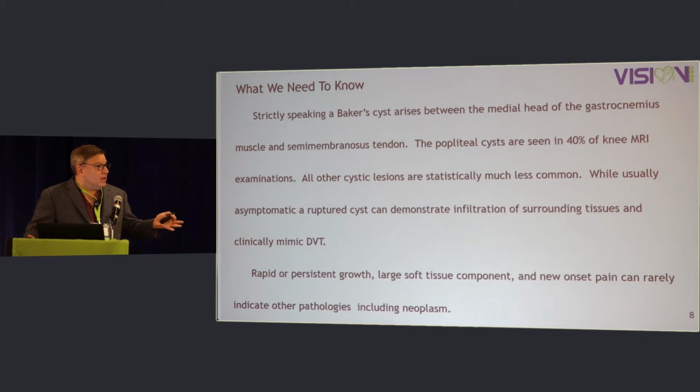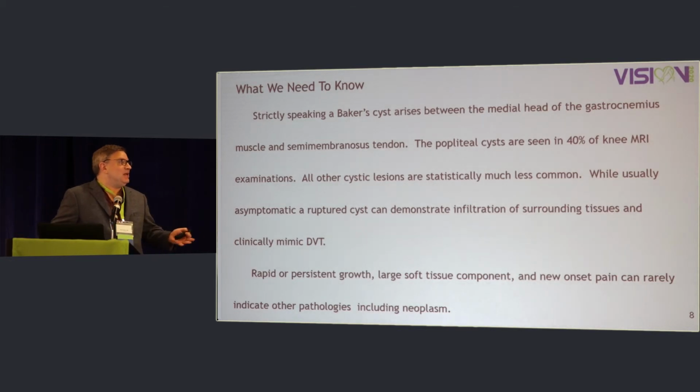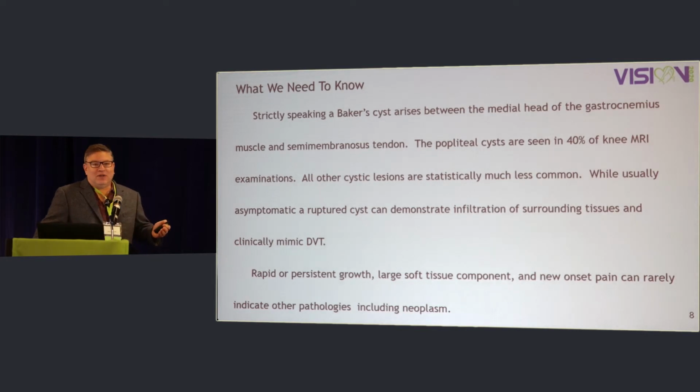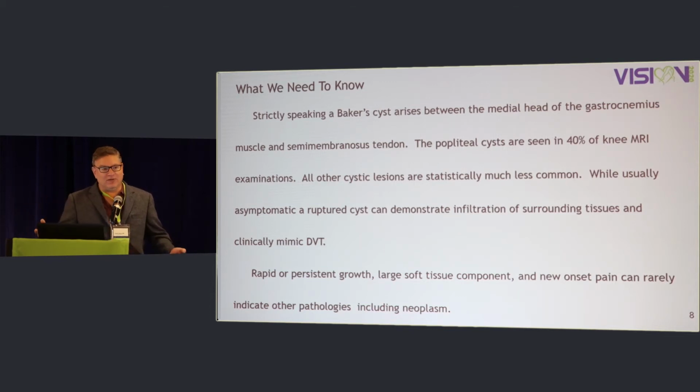So a Baker cyst, strictly speaking, is between the gastroc and the semimembranosus. But remember that 40% of all MRIs taken for a patient with knee discomfort have a Baker cyst. So Baker cysts are so common, they can look like masses. They can be complex. If it's around the knee and it's a cyst, it's a Baker cyst. And it could be a rheumatoid arthritis, hypertrophic synovium. It could be a lot of things, but it's a Baker cyst.